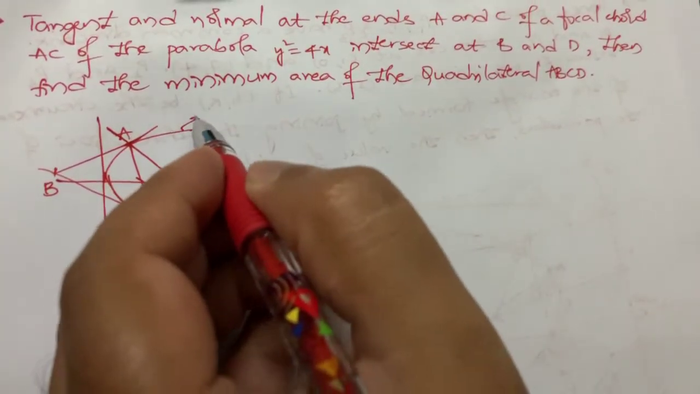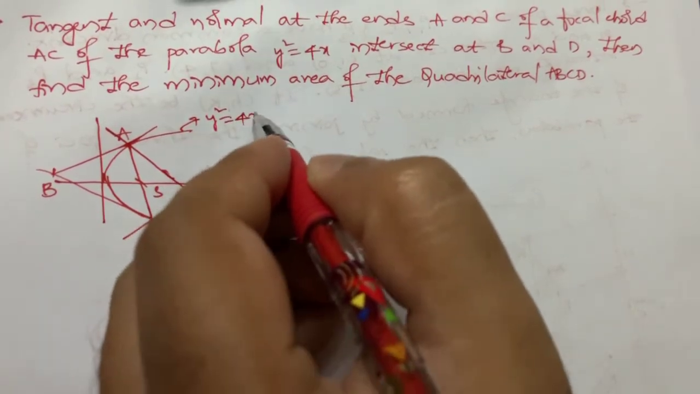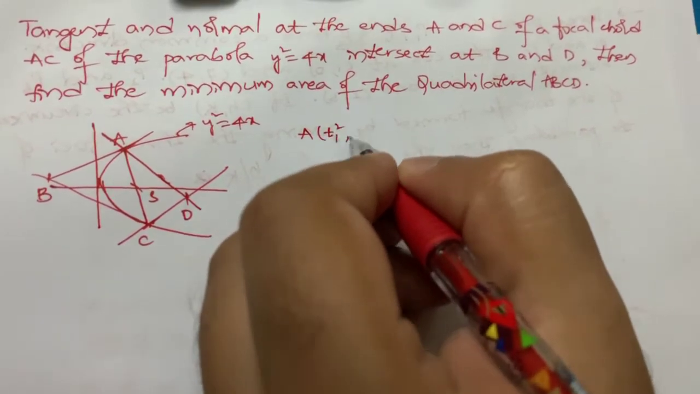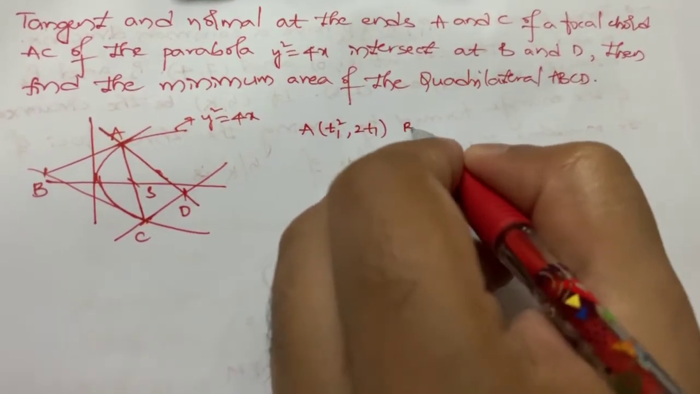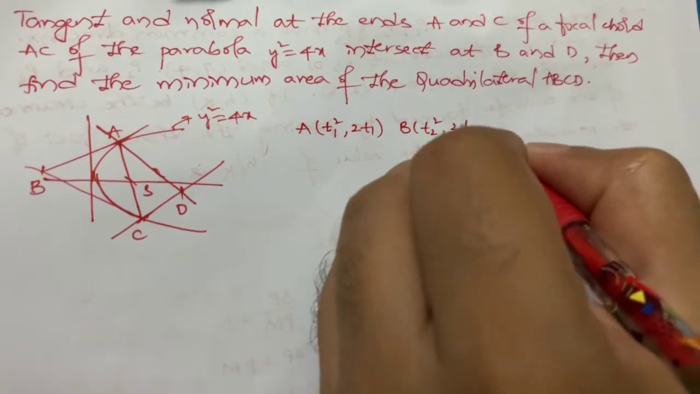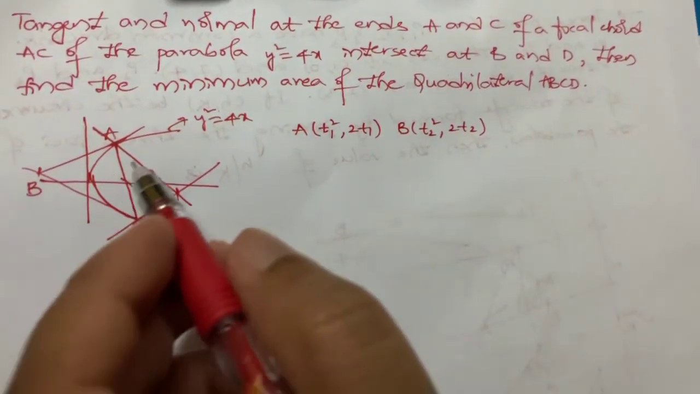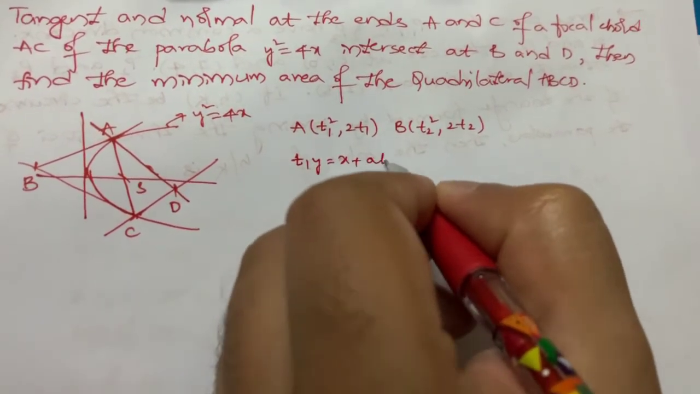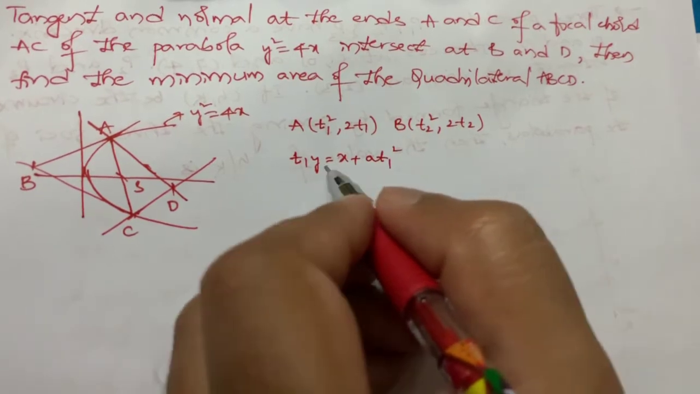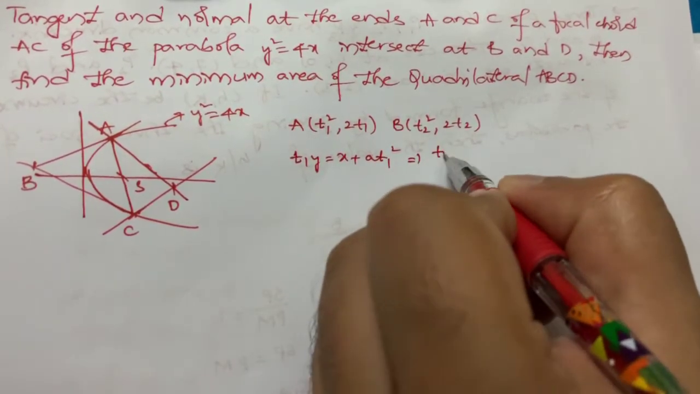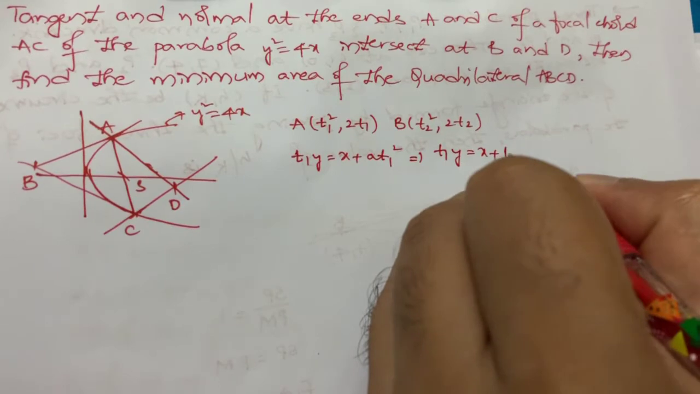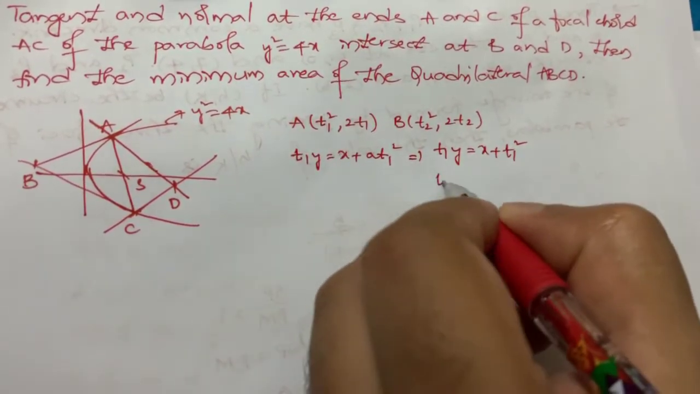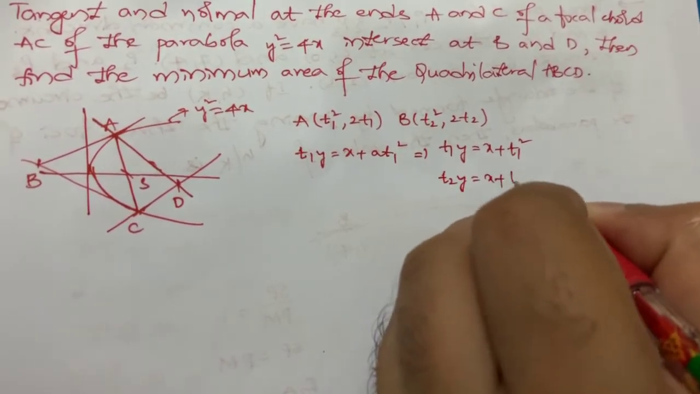So the given parabola is y squared equal to 4x. I will consider parametric points. A is (t1 squared, 2t1), C is (t2 squared, 2t2). So the equation of tangent at A is t1y = x + a t1 squared. Here a is equal to 1, so t1y = x + t1 squared, and again at t2, t2y = x + t2 squared.